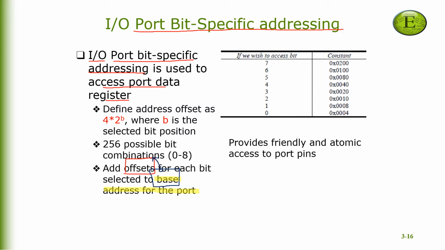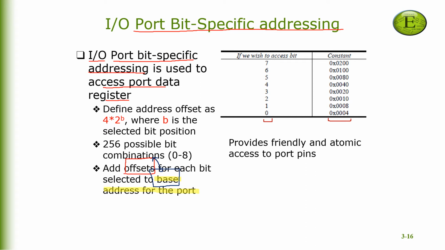So base address is known a priori. What is not known, however, is the offset. For this purpose, we have a table. The table is very intuitive. The left column specifies the bit number, which corresponds to the pin number, and the right side corresponds to the offset that needs to be added.